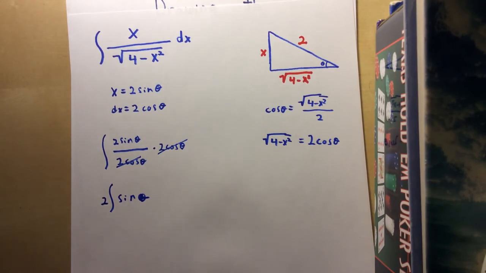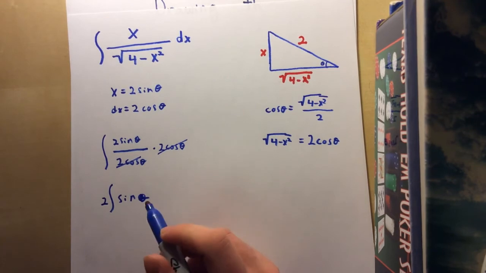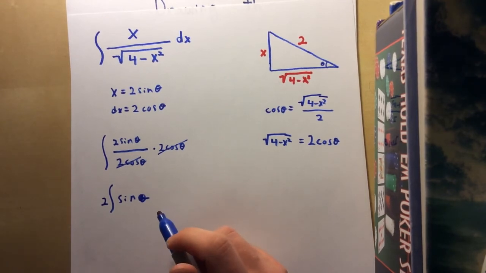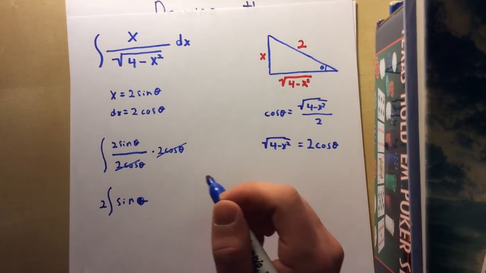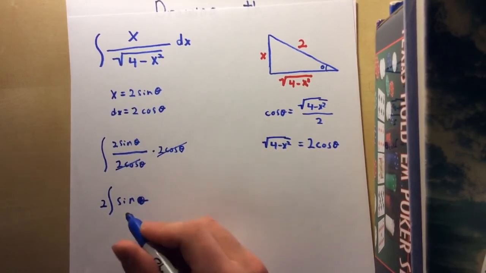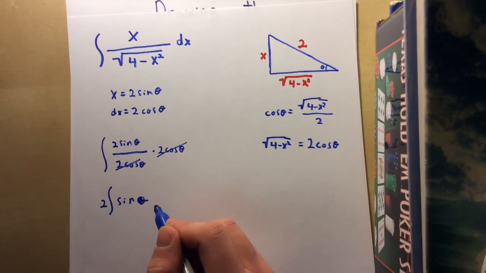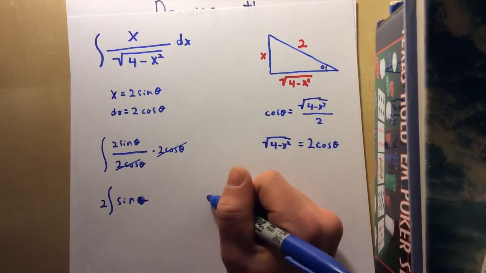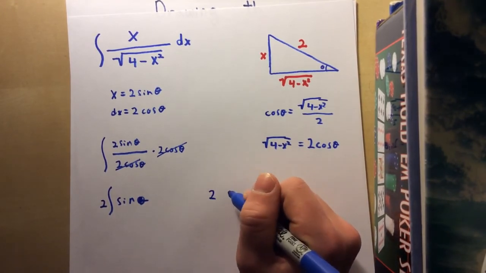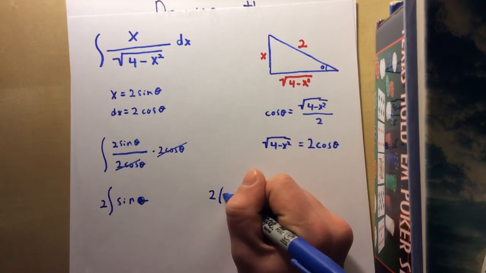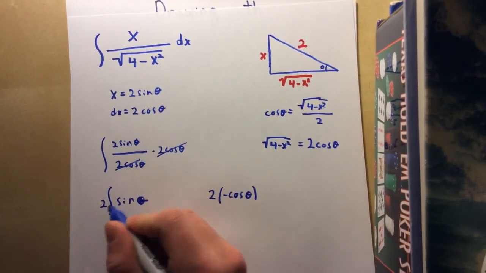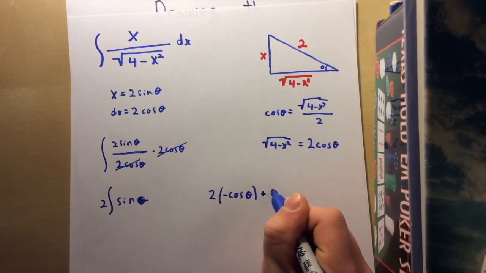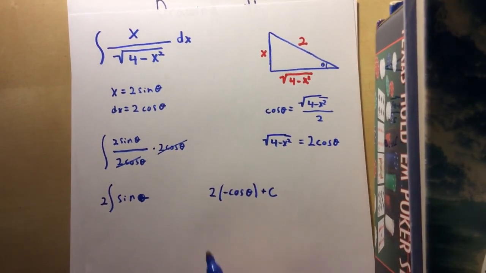Now let's do the fourth step, which is to integrate. And this one's easy. Lots of times they get pretty difficult, especially with trig triangles. So the integral of sine theta is negative cosine theta. So we get 2 times negative cosine theta. And remember, we don't have limits, so don't forget to add c.